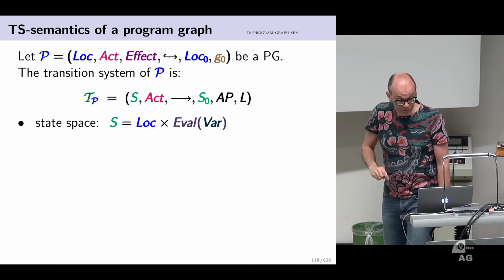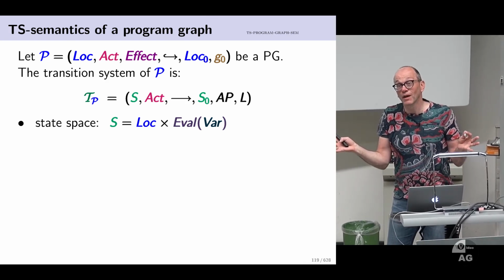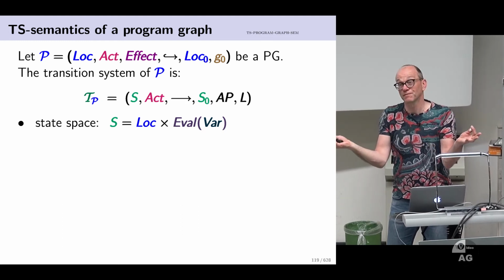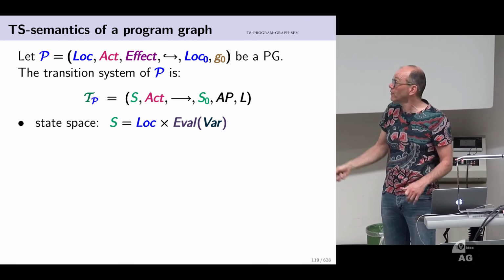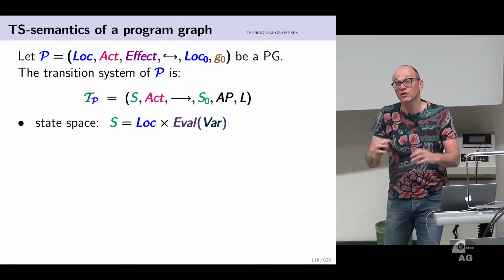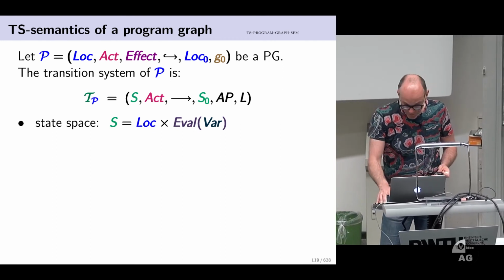Here there may be many unreachable states. I simply take all possible states. It could be the case that there is a combination of the values of x and y, for instance, in my program, that I will never reach. But that's something that we are going to define by means of the transition relation.